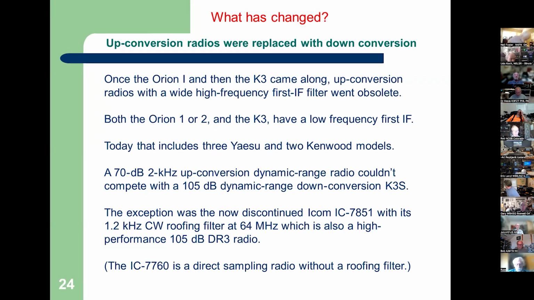Note, if you're paying any attention to the IC 7760, which has a remote head, which, by the way, you can just take the remote head loose and use it at a hotel, or you can buy a separate remote head, kind of like a K3 or something like that. So that is a direct sampling radio. It's not a superhet like the 7851. It does not have a roofing filter.